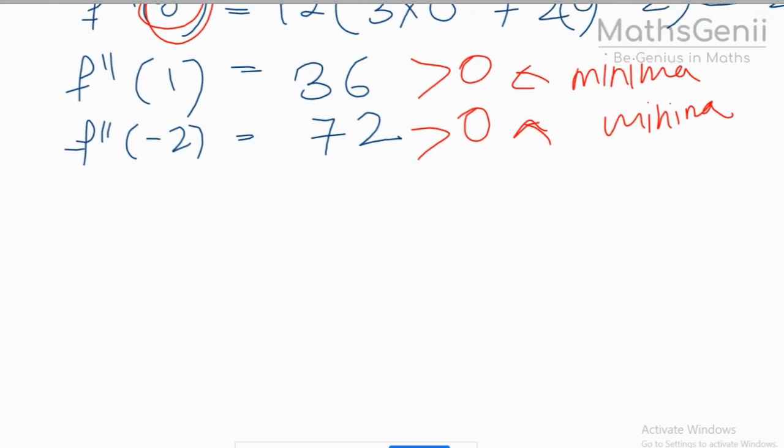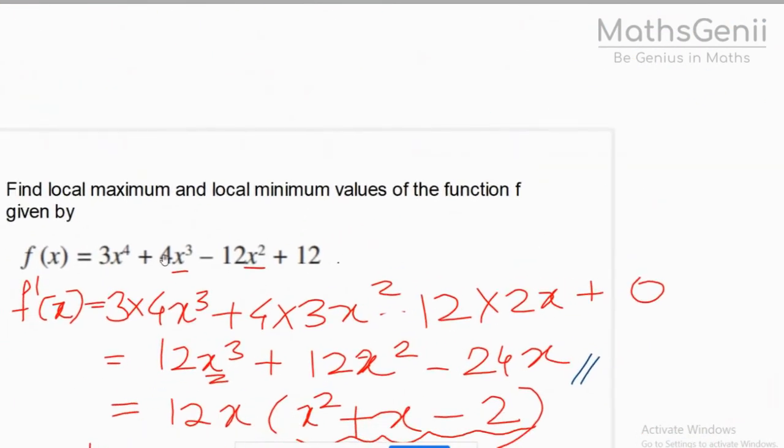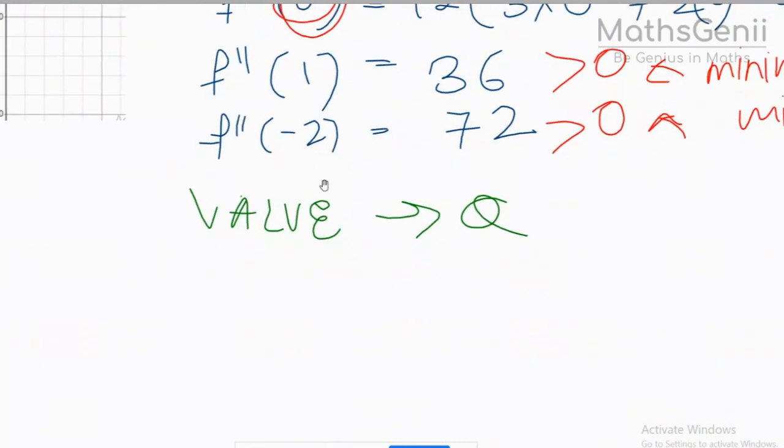Now I have to find the value. One more step. Now I have to find the value, and the value I will get from the question. What was the question? This was the question. Let me just copy again.